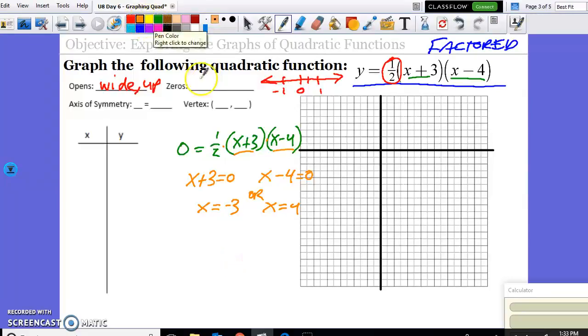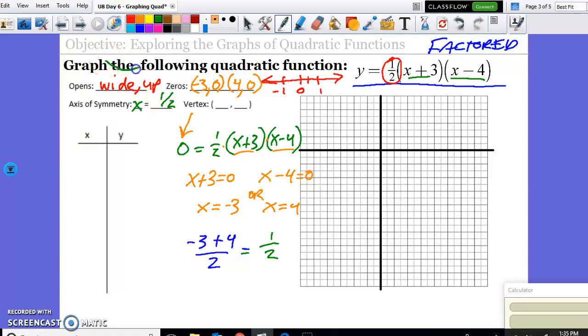And in class, we talked about how zeros have to be written as intercepts, which are ordered pairs. The x values are -3 and +4, and the y values are, you guessed it, 0, because I had to make them 0 to make that work. The axis of symmetry is found by adding the two numbers you got for x together and dividing by 2. 1 divided by 2 is going to be 1/2. So the axis of symmetry is going to be x equals +1/2.